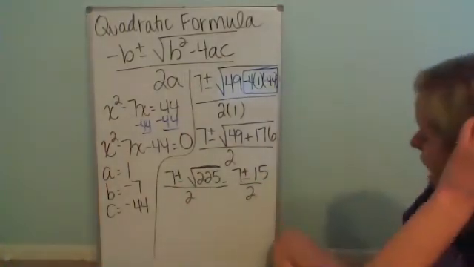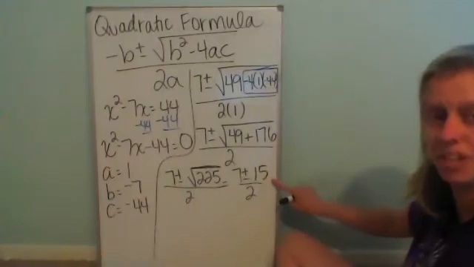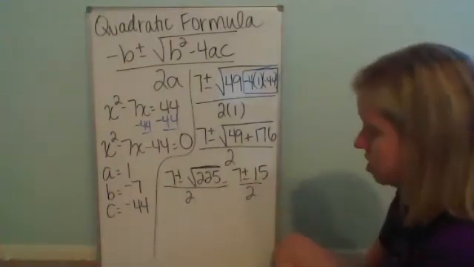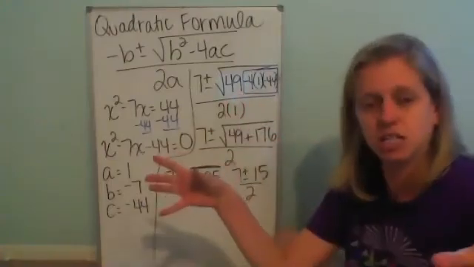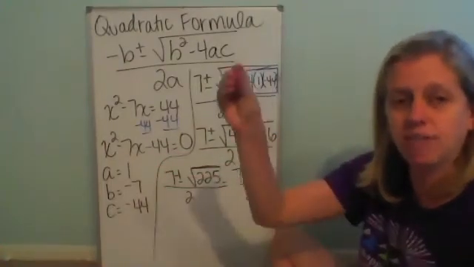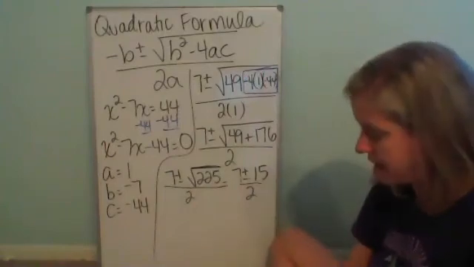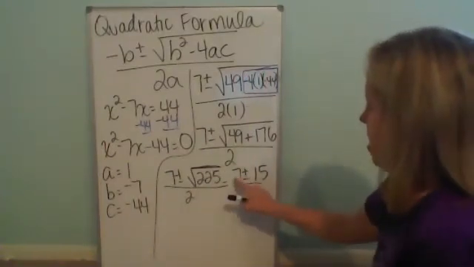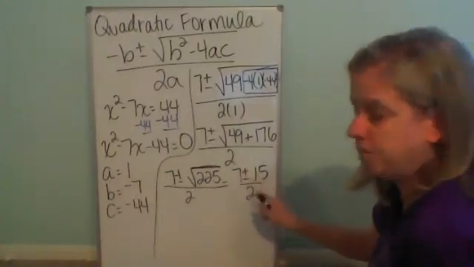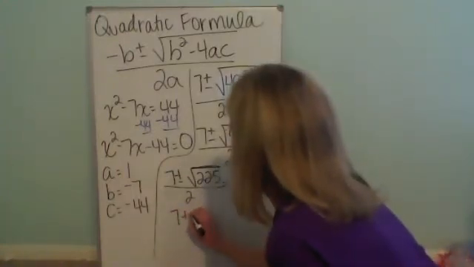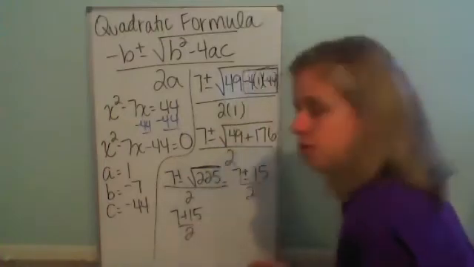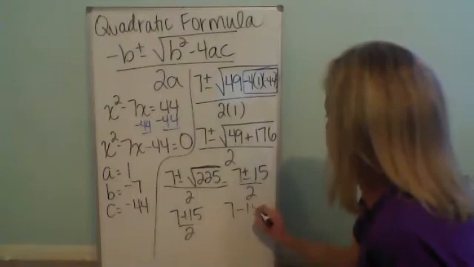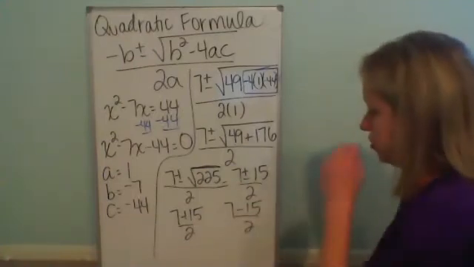Now, here's what happens. If this turns into a number that's not a radical anymore, like it did since it was a perfect square, you're going to split it into 2 fractions now, giving 1 the plus and 1 the minus, and then simplifying your fractions. So let's see what I'm going to have. I'm going to have 7 plus 15 over 2. And what's my other fraction going to be? 7 minus 15 over 2.